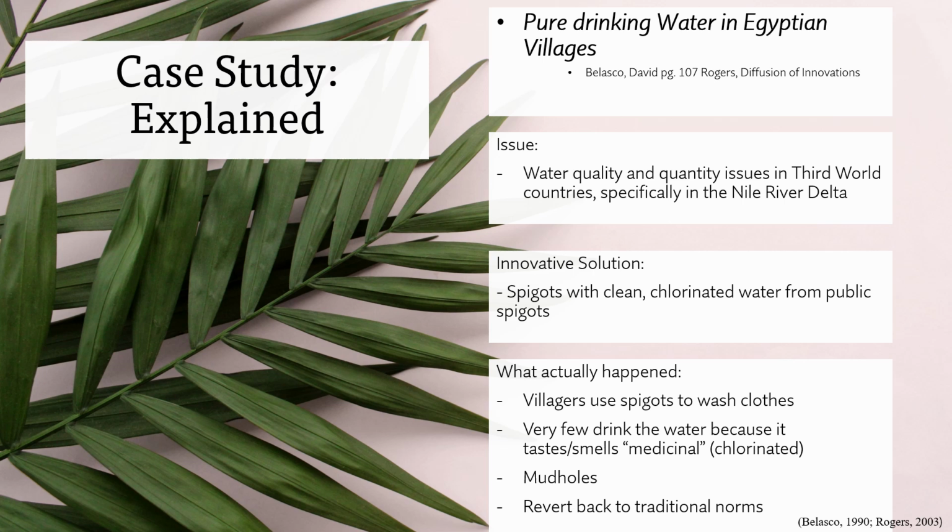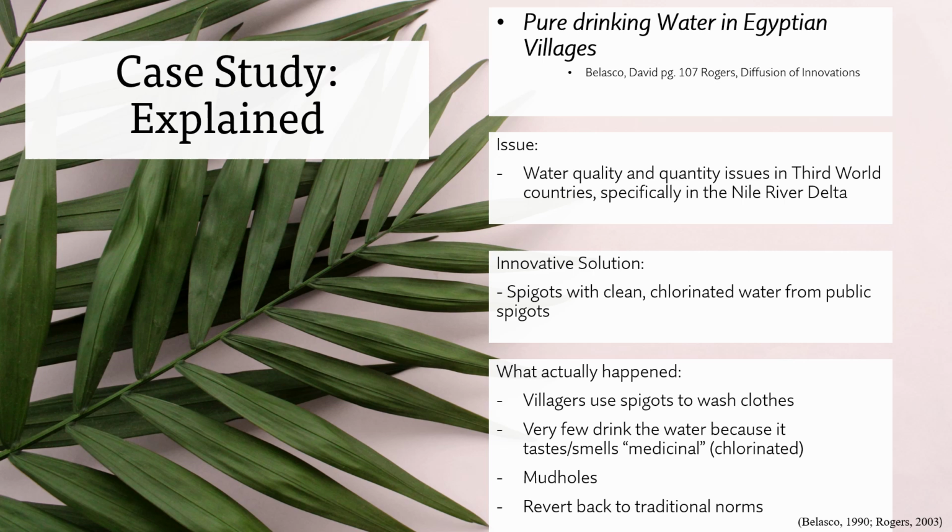In an effort to help the people of this area, the Government Ministry of Health, which was funded by the United States Agency for International Development, or USAID, constructed a system of pumps and pipes that deliver pure, chlorinated water to public spigots for people to use. Seems like a great help to these people, right? What could go wrong?